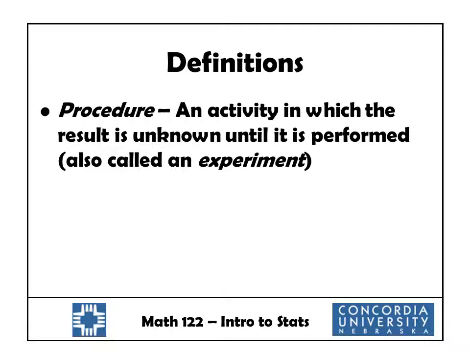So first let's start off with a definition. A procedure is an activity in which the result is unknown until it is performed. It's also called an experiment. An example of a procedure would be flipping a coin. We don't know if we're going to get heads or tails until we actually flip it.